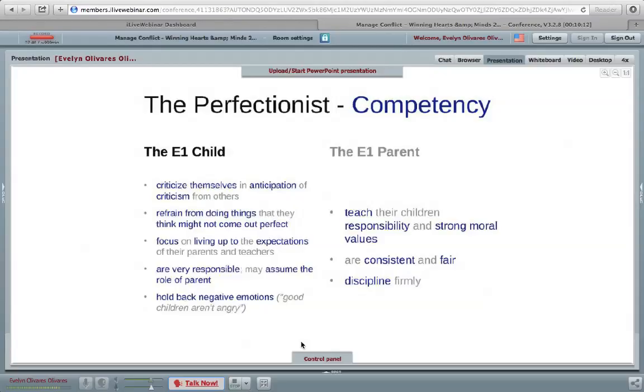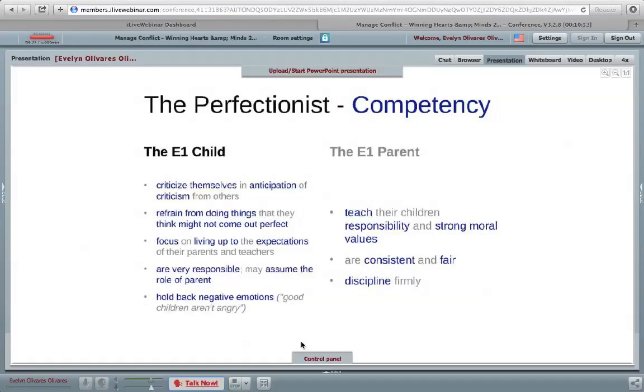What about the child perfectionist? Do you know a child perfectionist? Were you once a child perfectionist? The child perfectionist criticizes themselves in anticipation of criticism from other people, particularly parents. They refrain from doing things that they think may not turn out perfect. They focus on living up to expectations of their parents and teachers, and are very responsible. They may assume the role of a parent if they feel the parent is irresponsible. They hold back negative emotions because good children don't get angry, right?